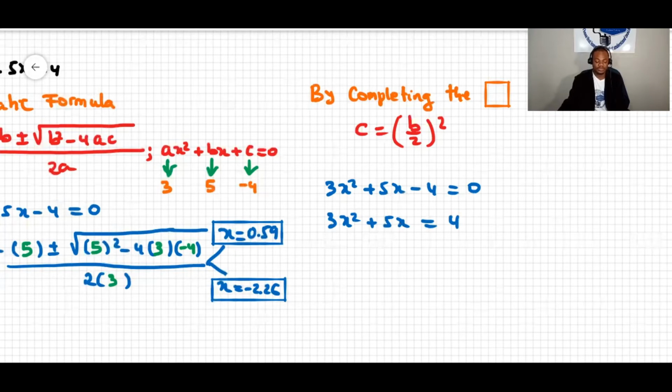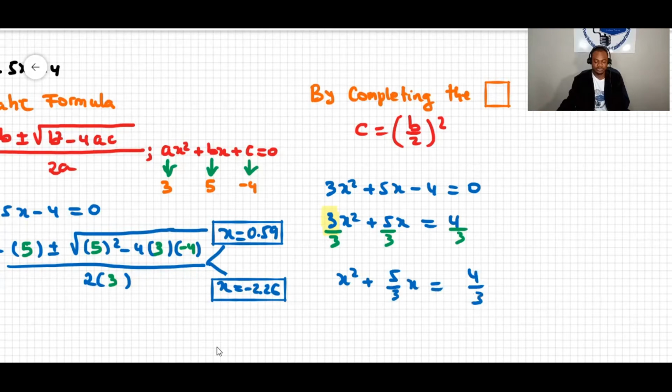Now we're going to get rid of the number 3, the coefficient of x squared, because we don't want it. This is when we can apply this formula. So if we get rid of the 3, meaning we divide the whole equation by 3, then we'll have x squared plus 5/3 x equal to 4/3.